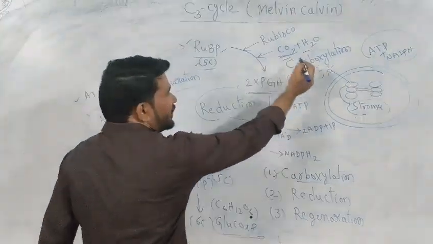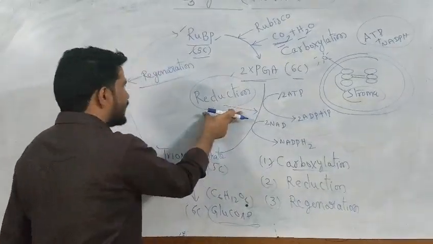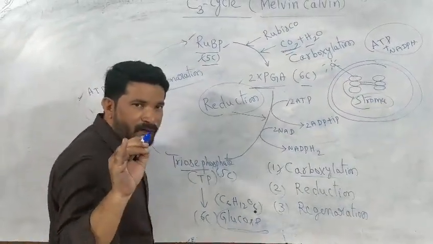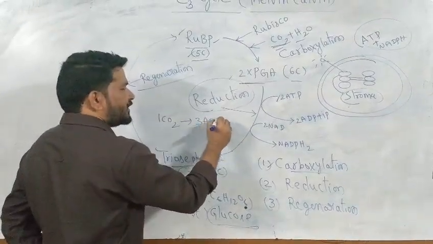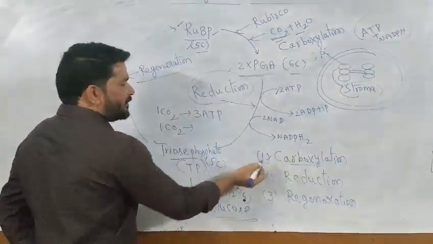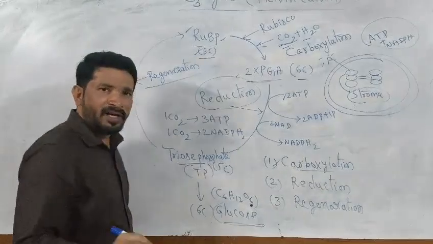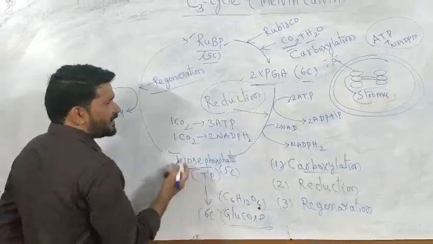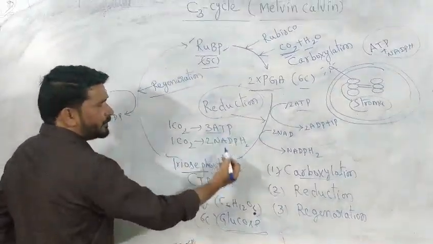For 1 carbon dioxide fixation, how many ATPs are required? 2 ATP in the reduction area, 1 ATP in the regeneration area. That's why from the examination point of view, many times they ask the question, for 1 carbon dioxide fixation, how many ATPs are required? 3 ATPs are required. How many NADPH2s are required? 2 NADPH2s are required here. Reduction process area 2 ATPs and 1 more ATP, total 3 ATPs.